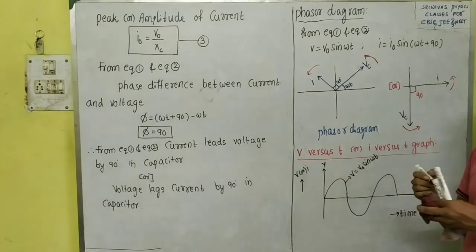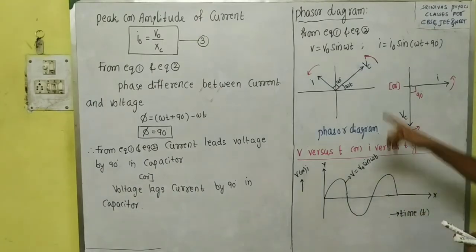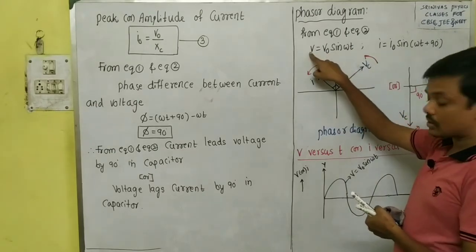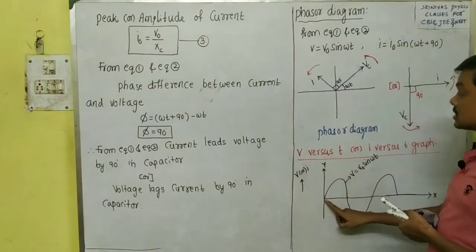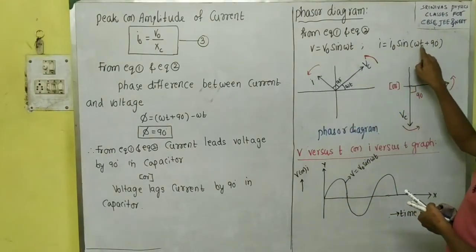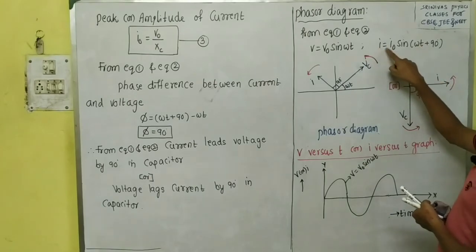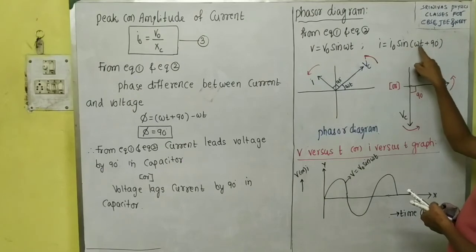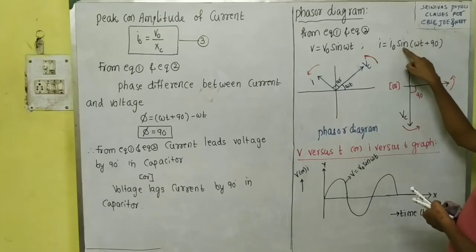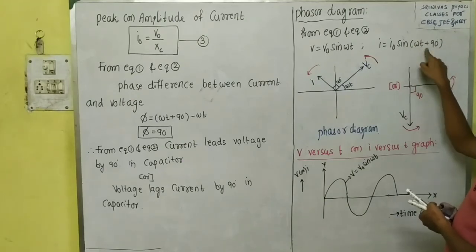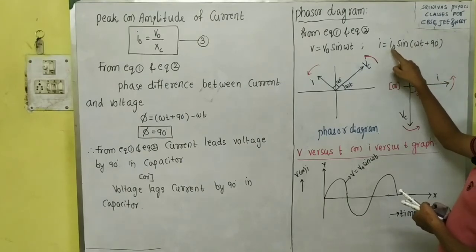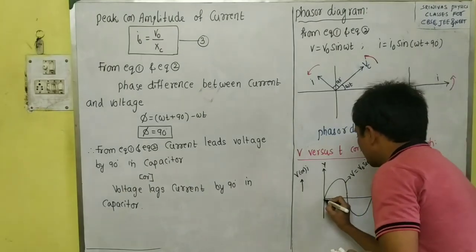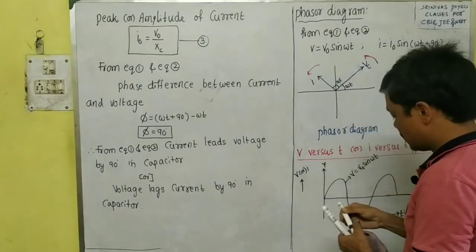What about the current? When time is 0, for the voltage you will get 0 comma 0, it will start from the origin. But when time is 0, what about the current? I equal to I naught sin(omega t plus 90). Omega t is 0, so sin 90, which means you will get 1. I equals I naught. That means when time is 0, we get the current as I naught.